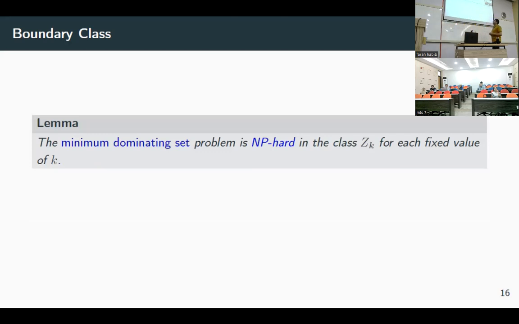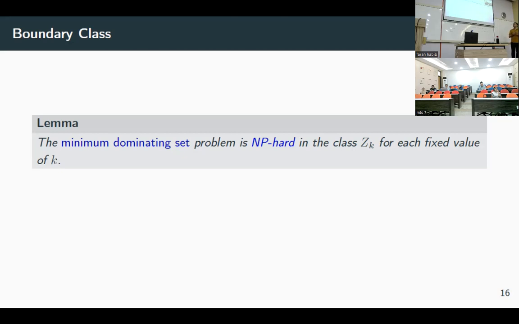So the minimum dominating set problem is NP-hard in the class dk for each fixed value. Okay. So now we are trying to create a connection between the dominating set problem, the minimum dominating set problem, and the maximum independent set problem. So if you remember, I said that maximum independent set and minimal dominating set problems are connected.